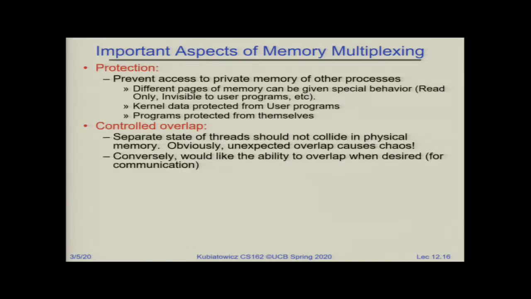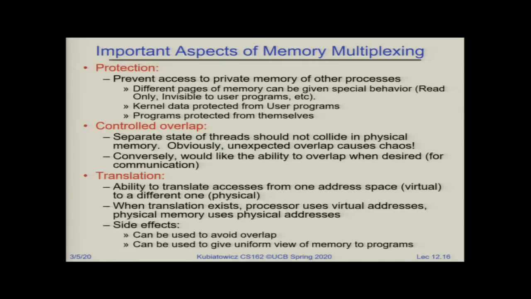Controlled overlap, though, is useful. Okay? We want to separate the threads. The separate state of the threads shouldn't collide unless we're actually communicating. So good examples, as I'll show you later, are kernel and user have ways of communicating. Two processes may set up shared pages and want to communicate. So we want to control the overlap, not allow arbitrary overlap.